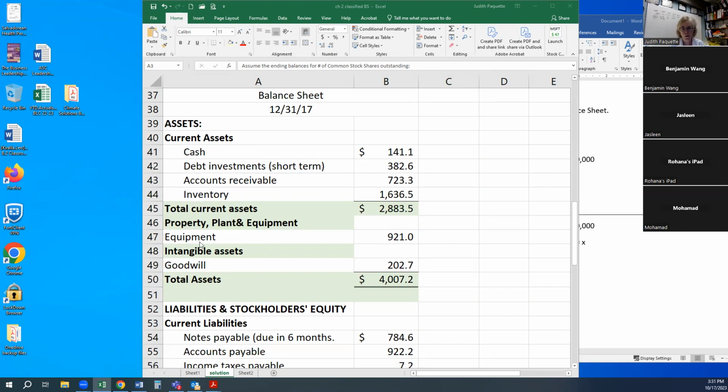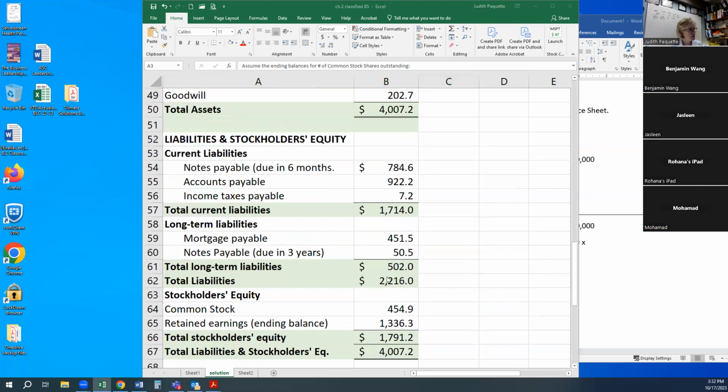You can see here, we didn't have long-term investments in this problem. But here's equipment. We only had one account, so we didn't do a subtotal or anything like that. That's not necessary. Here's intangible assets. We only had one. And then there's total assets. And then here's current liabilities and total current liabilities, long-term liabilities, and then common stock and retained earnings, and then lots of subtotals. So make sure you put your subtotals in.